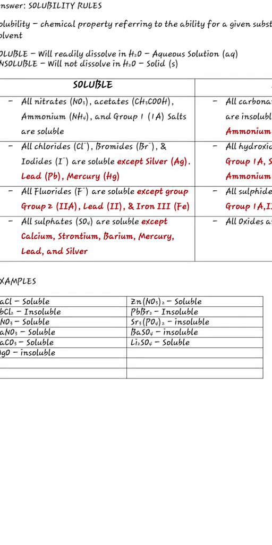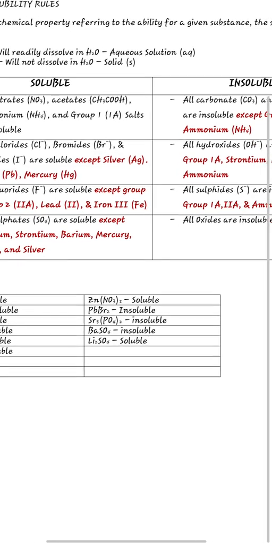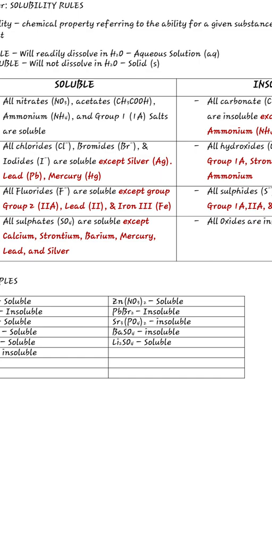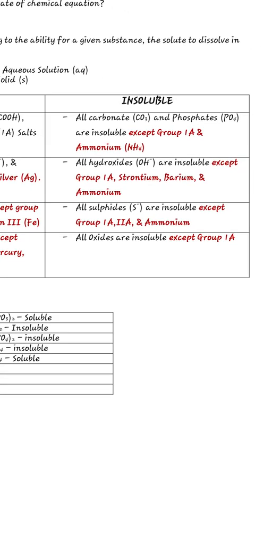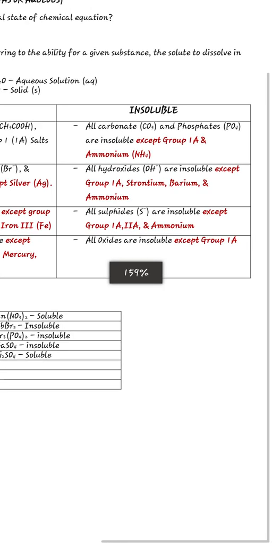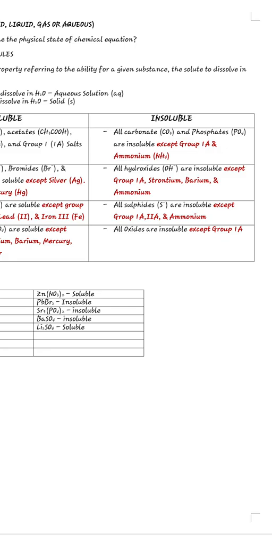We also have all fluorides are soluble except with group 2, lead, and iron, and all sulfates are soluble except calcium, strontium, barium, mercury, lead, and silver. The highlighted ones are insoluble. So let's go to the insoluble: all carbonates and phosphates are insoluble except group 1A. Eventually you can differentiate which elements or compounds are soluble and insoluble.